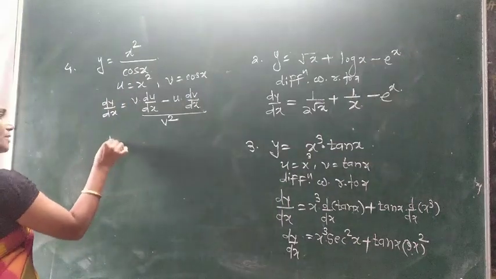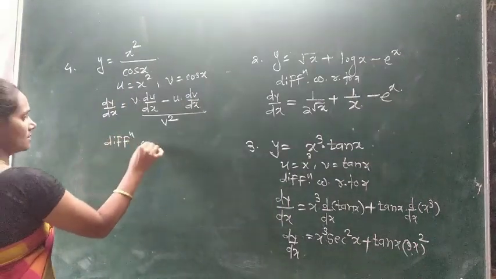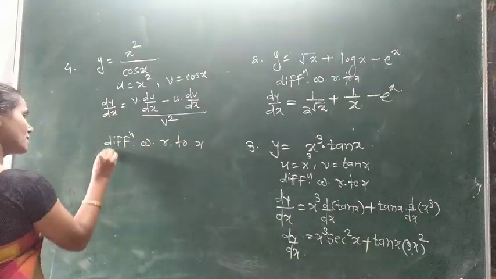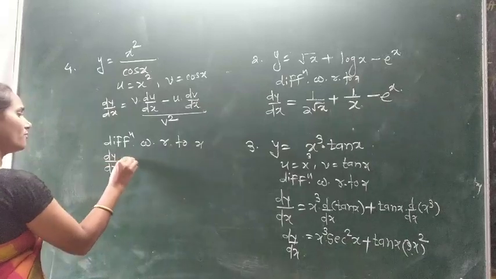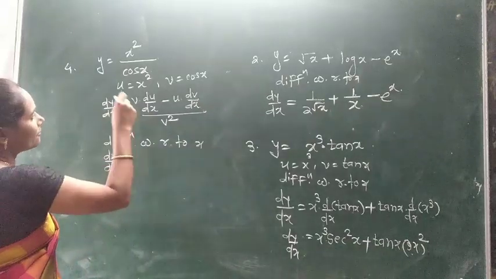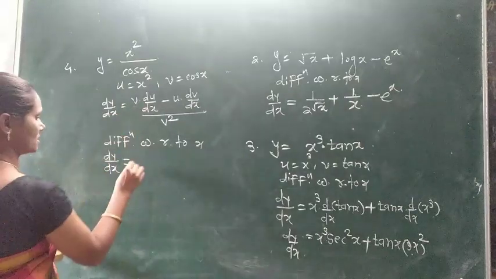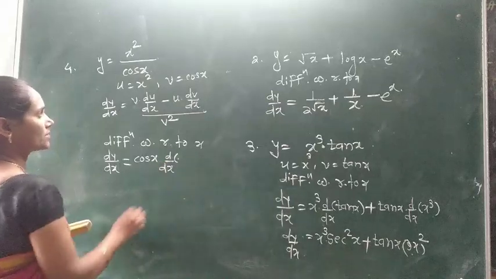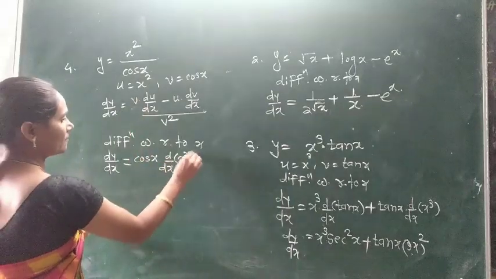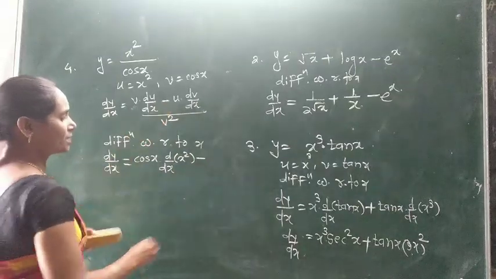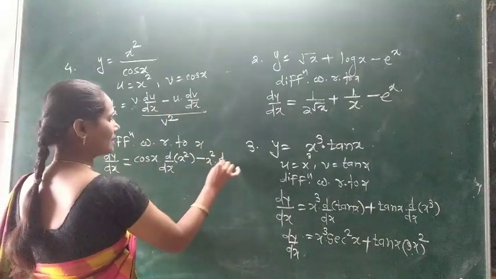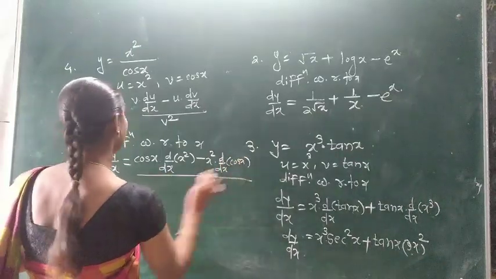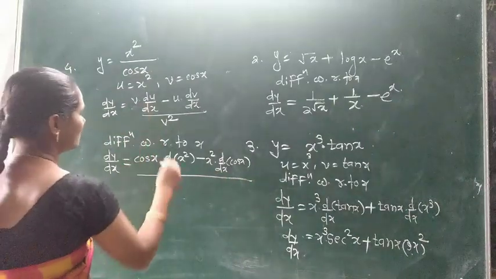So first I differentiate with respect to x. So write first dy upon dx, which is derivative of y. Now take v as it is. So what is v? Cos x into d by dx of first. So what is first function? x square. Minus, keep first function as it is, u, x square into derivative of cos x, divided by v square.